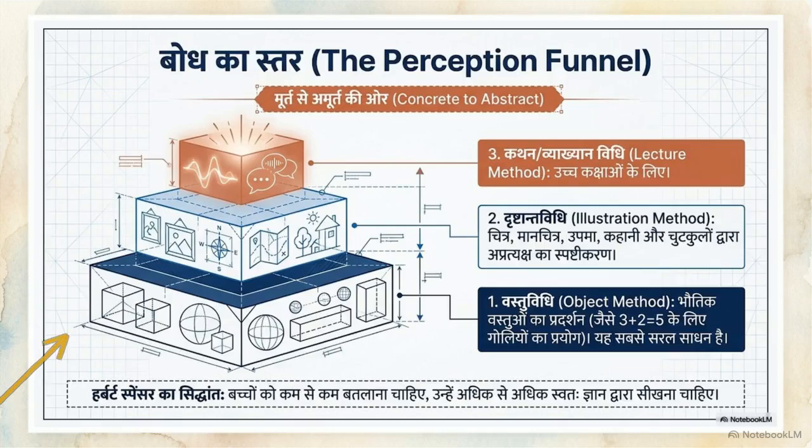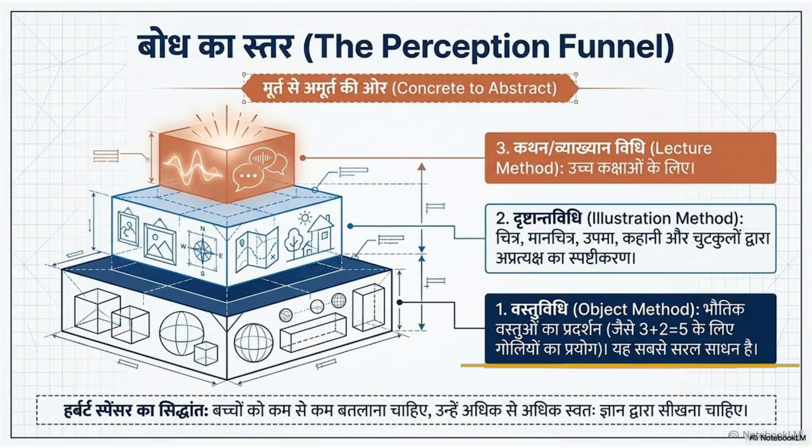The base layer is the object method. It relies entirely on concrete, physical manipulation, like using physical marbles to teach early arithmetic. It locks learning strictly to sensory input. Once the base is secure, the structure ascends to the illustration method. The physical objects are removed and replaced by two-dimensional representations, analogies, and maps, gently increasing the abstract load. Finally, we reach the apex, the lecture method. This is a high-risk environment operating almost entirely on abstract auditory data, suited strictly for advanced cognitive states that have already mastered the lower tiers.